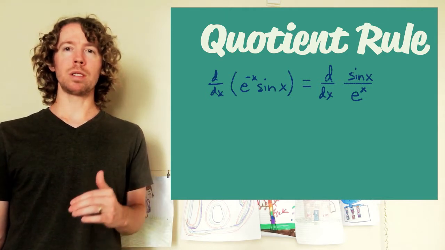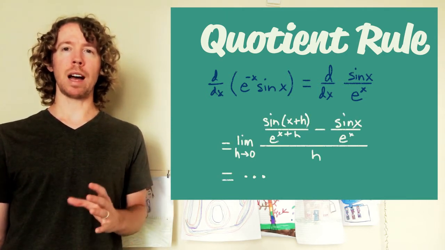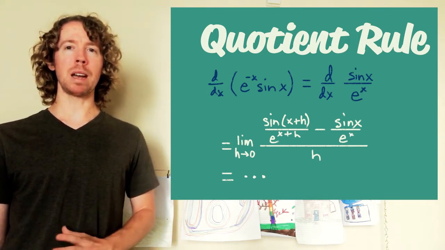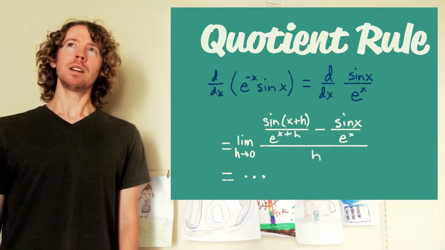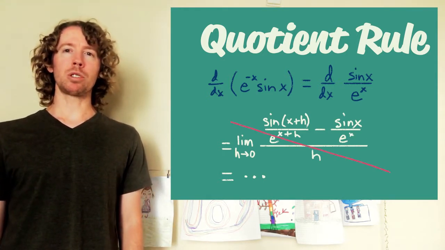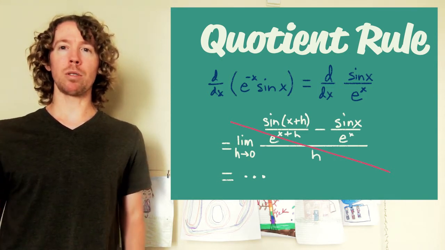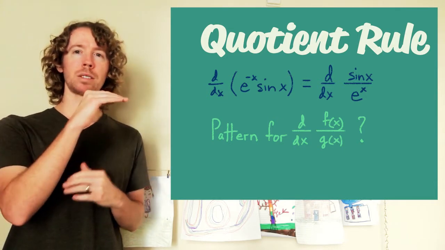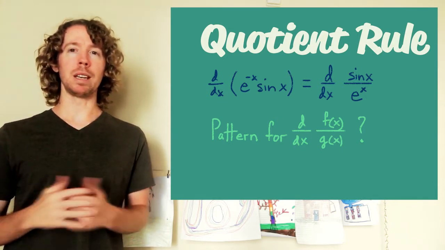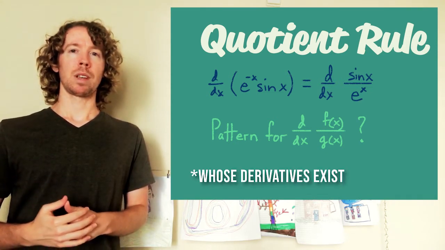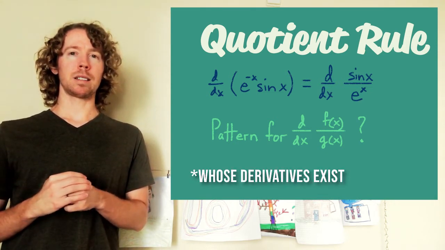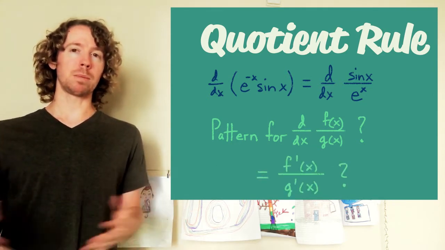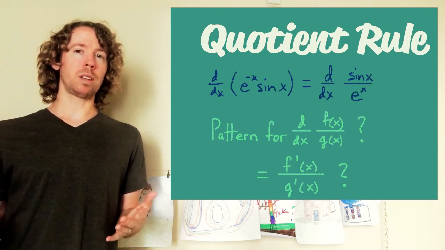And I could use the definition of derivative to try to figure this out, and I may get somewhere with it, but it would probably be messy, and I may not even be able to get anywhere with it. So instead of doing that, I'm going to try to figure out a pattern for a general quotient of two functions. So I want the derivative of f of x over g of x, where f and g can be any two functions. My guess is that this will give us just the derivative of f over the derivative of g. That's what I'm expecting. So I'll test that on a really simple pair of functions.